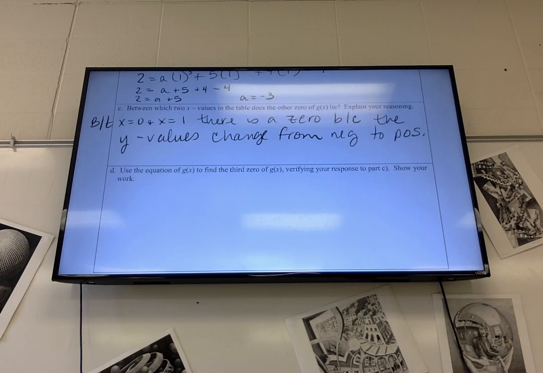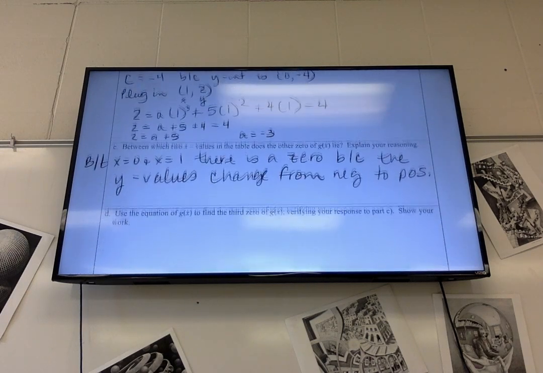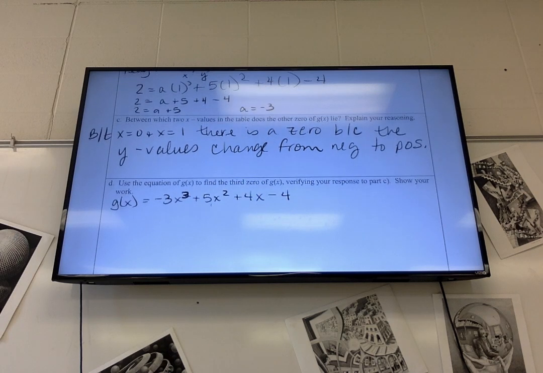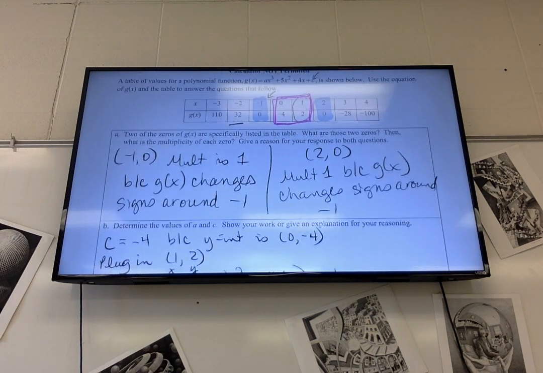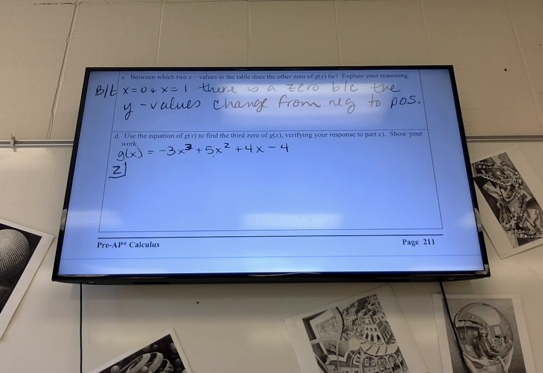Use the equation of g of x to find the third zero of g of x, verifying your response to part C, and then show your work. Okay. So, let's see. We know our equation. We found it. It is g of x equals negative 3x squared plus 5x, oh no, that's x cubed. Just kidding. Plus 5x squared plus 4x minus 4. I'm just going to pick one of the zeros. One of the zeros is 2. So, divide by 2.